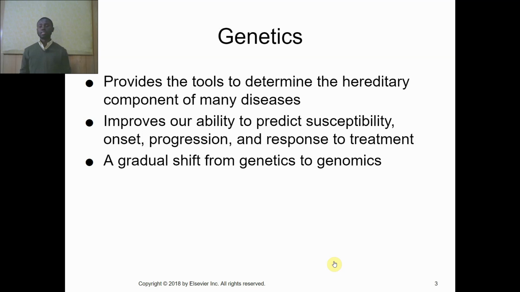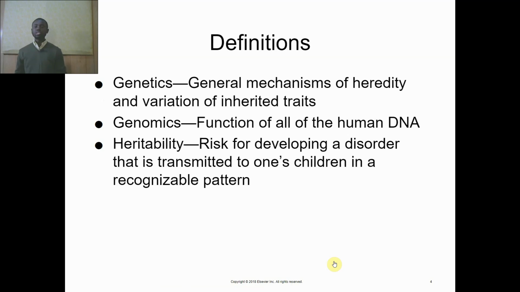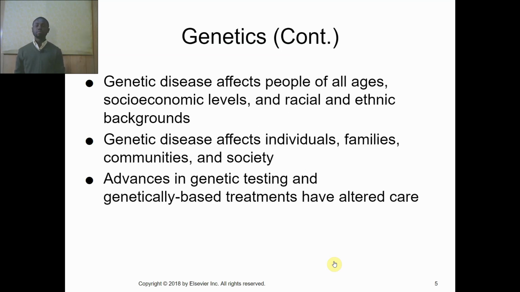However, there is a gradual shift from genetics to genomics. So what are the differences between genetics and genomics? Well, let us look at their definitions. While genetics is the study of the general mechanism of heredity and variation of inherited traits or characteristics, genomics focuses on the structure and function and evolution of the DNA and how the mapping of genomes or these genes affects disease development, prognosis, and treatment.